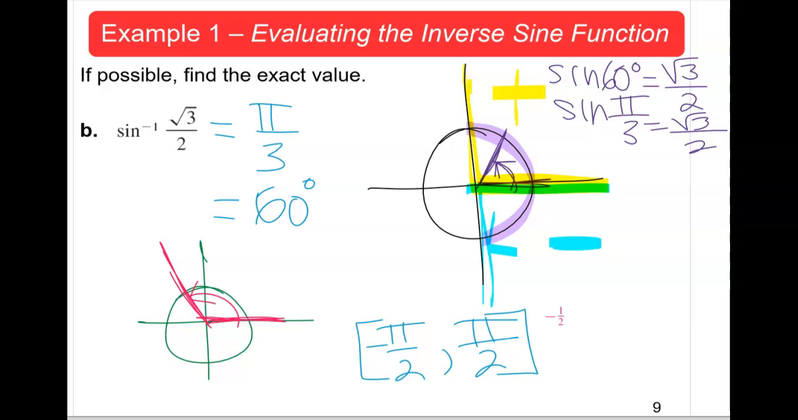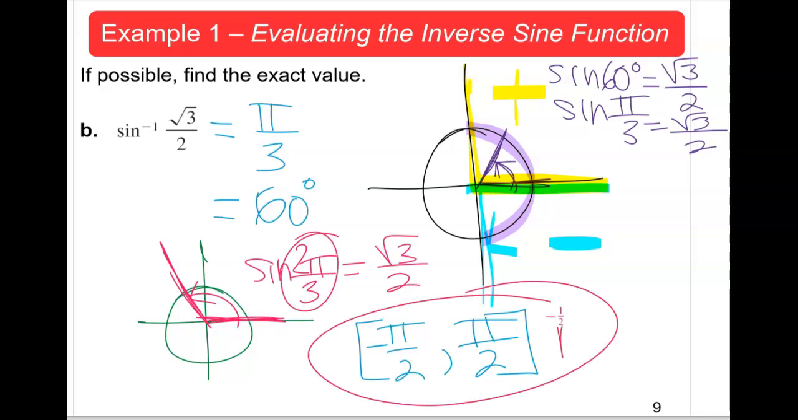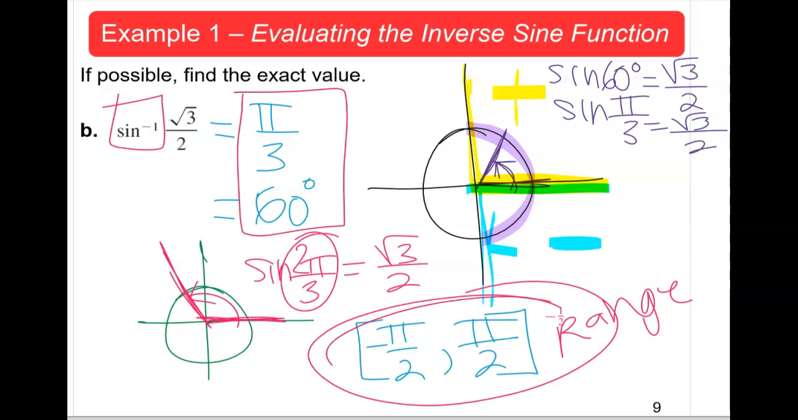And that would also be the sine, and that is actually 2 pi over 3. The sine of that is also the square root of 2 over 2, but 2 pi over 3 is not in between this interval, and this is the range for the sine inverse function. So that's why our answer must be in between this range.